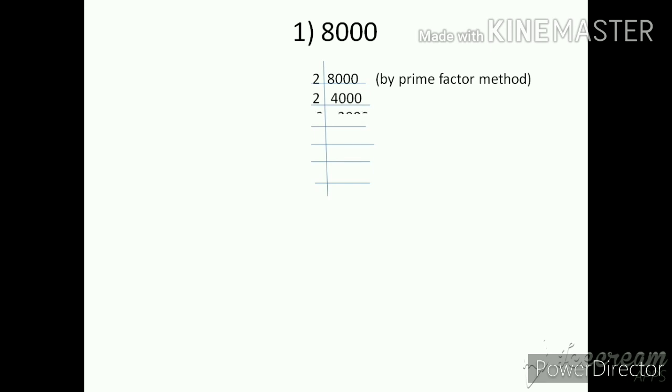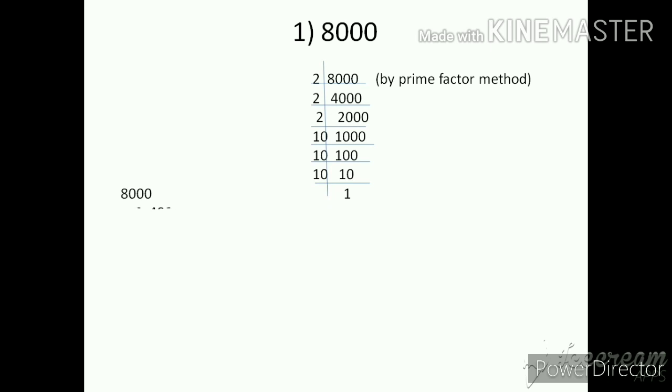Again unit place 0, it means divisible by 2. So you get 2000. Again unit place 0, it means it is divisible by, children, 2, or you can take, children, 10 also. We are taking here 10. 10 ones are 10 and 2 zeros are remaining, take down. You get 100. Now again take 10. 10 tens are 100. Now 10 ones are 10.